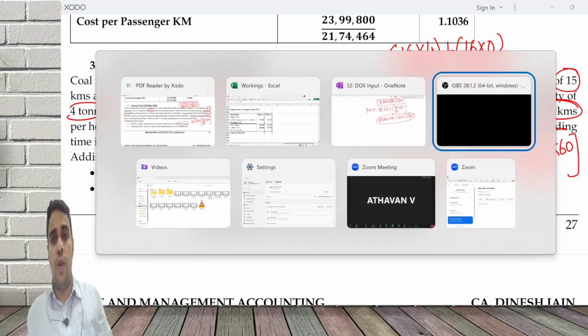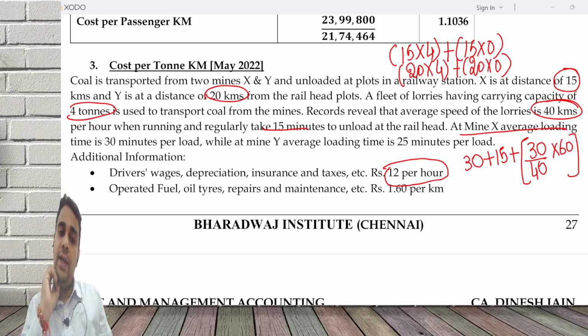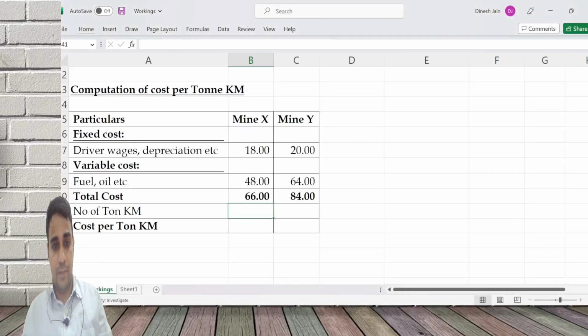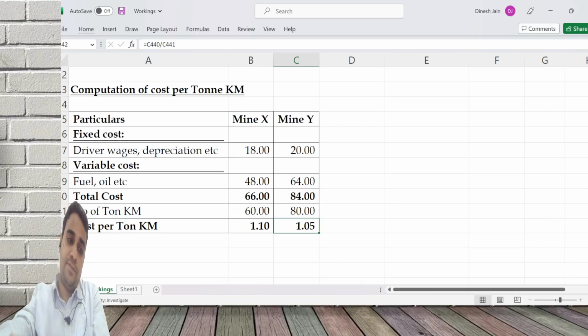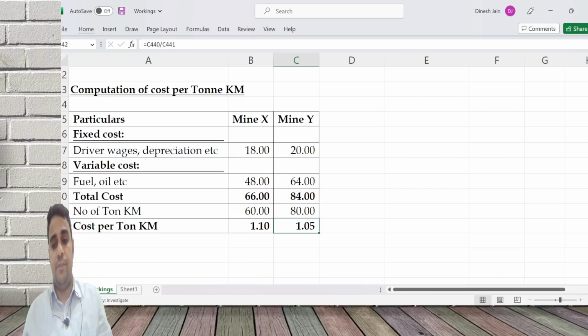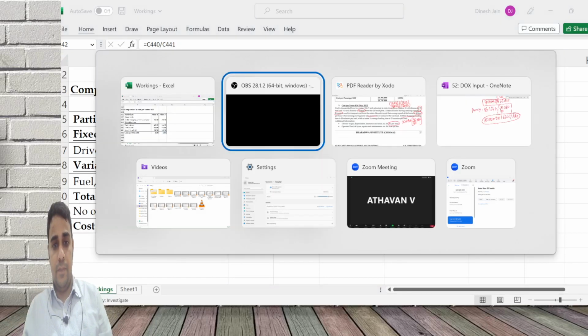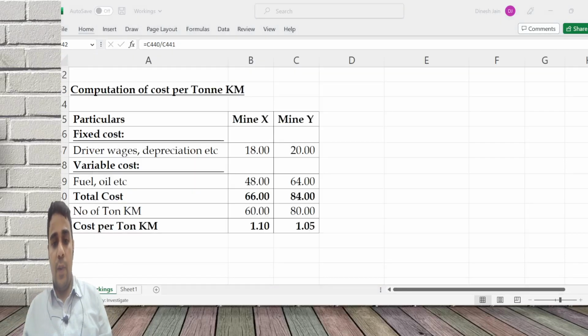So 15 into 4 and 20 into 4, that is 60 and 80. And this is done. The cost per ton kilometer is 1.10 and 1.05.